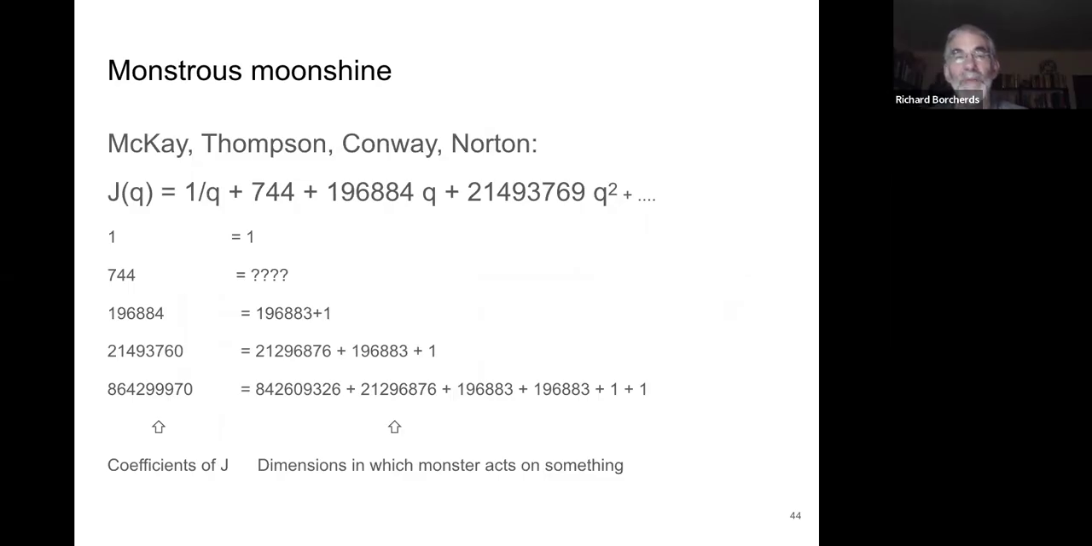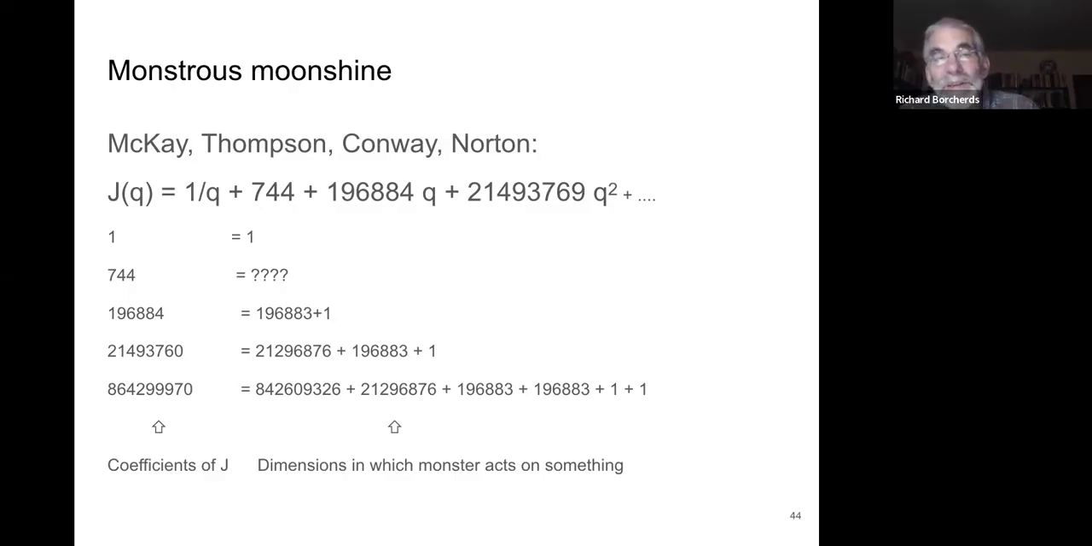And John Mackay pointed out that this number of dimensions, 196883, that the monster group lives in, is very close to one of the coefficients of the elliptic modular function. And your reaction to this is obviously just a coincidence. If you write down hundreds of numbers, some of them are going to be roughly the same just by chance.